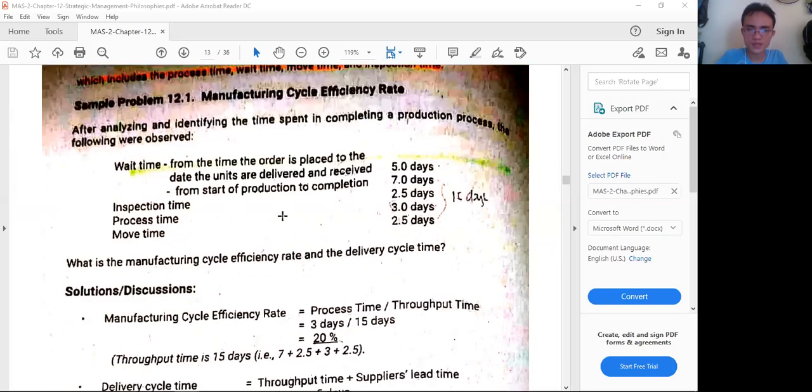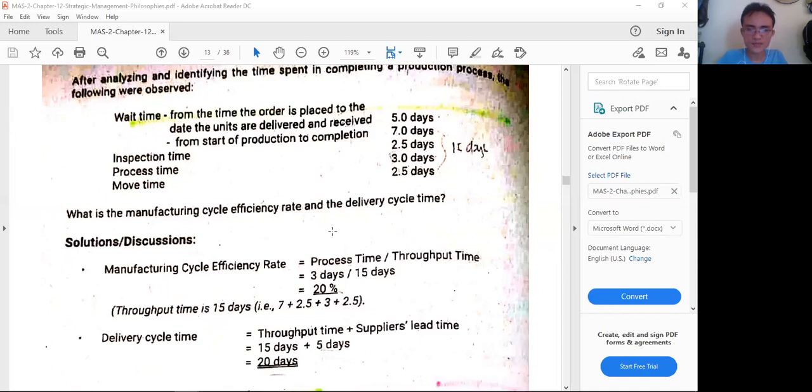All right. Okay, let's scrutinize that. The wait time here is from the time the order is placed to the date the units are delivered and received. So meaning we're talking here not about the delivery to the customer, but the delivery to us from the supplier. Because we have to wait. How can we proceed with the production? How can we process the products if we don't have the raw material? So the time that we wait for the suppliers to deliver, that's the lead time. Supplier's lead time or waiting time, that's 5.